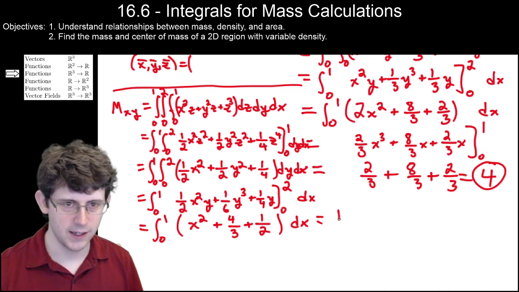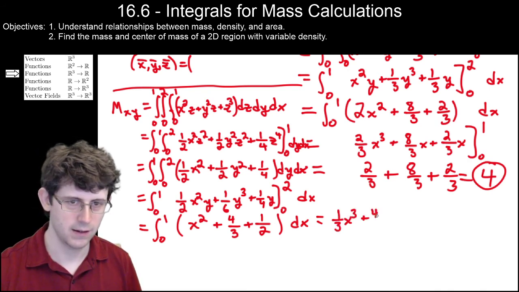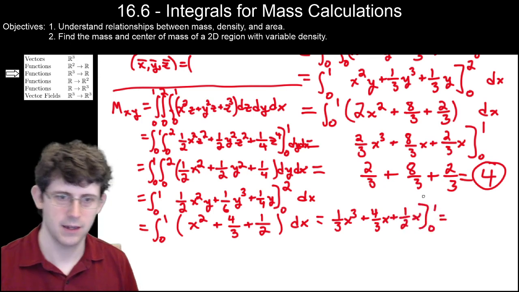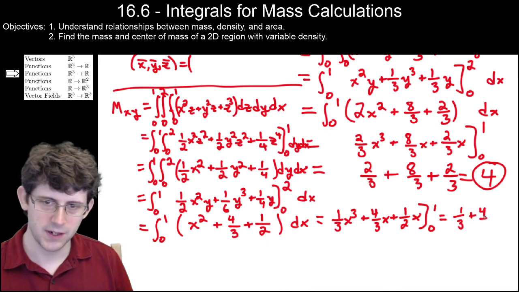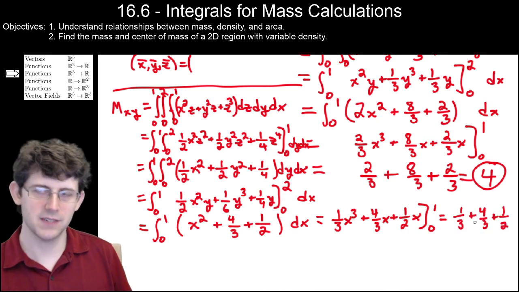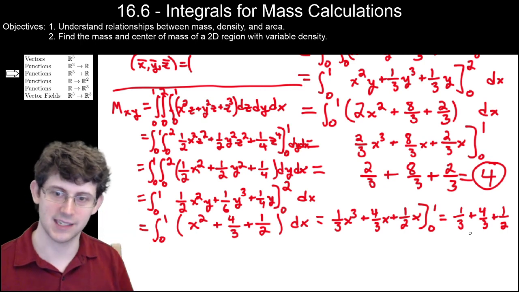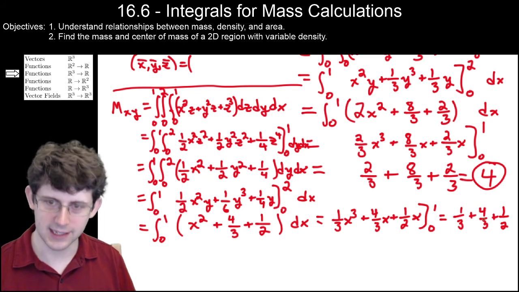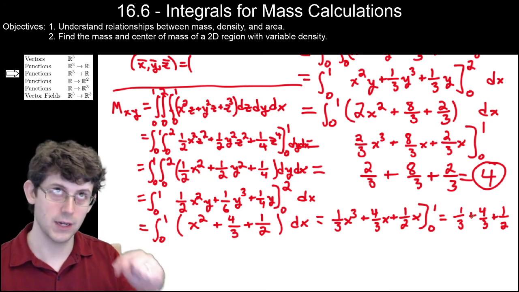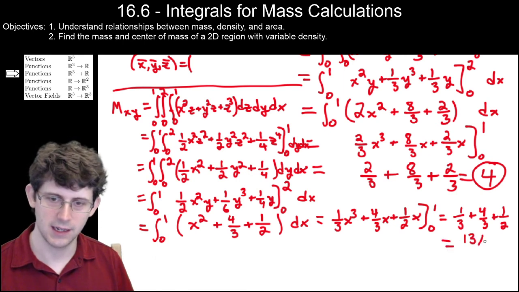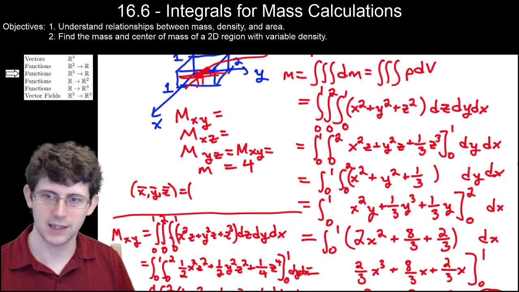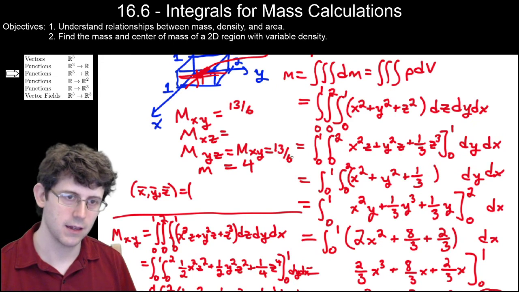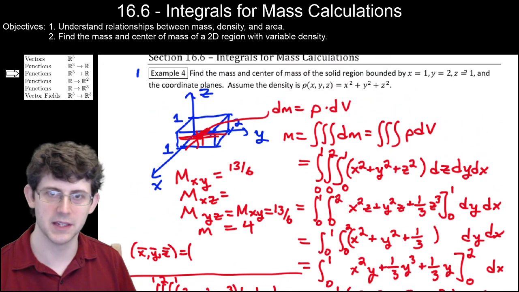Finally, the x integral. From 0 to 1, I get a third plus 4 thirds plus a half. Notice that I got punished for simplifying the sixths, because now I have to put it back into sixths after all. So this is 2 sixths, 8 sixths, and 3 sixths. 2, 8, and 3 is 13 sixths. That's mxy. myz will be the same thing due to symmetry, because the x and the z appear the same everywhere.